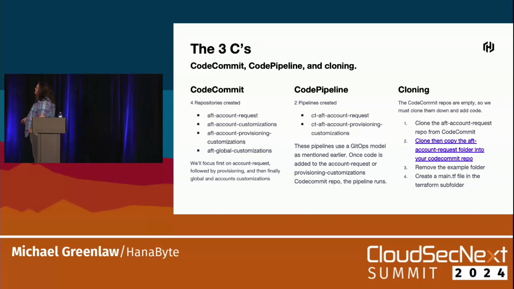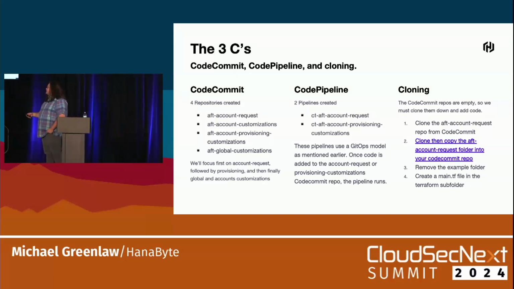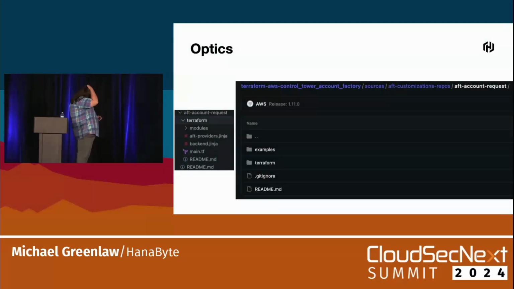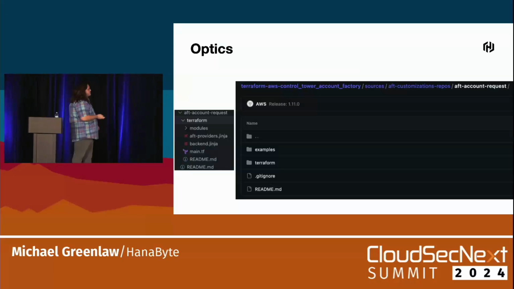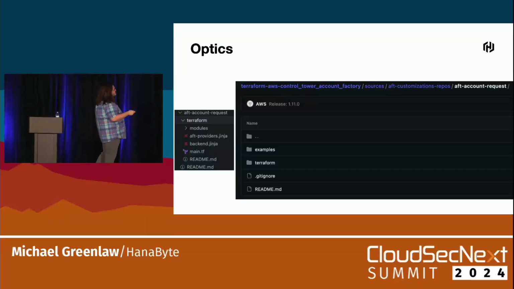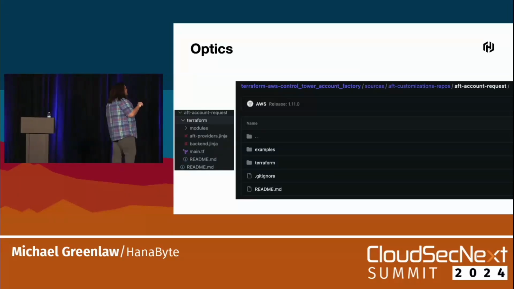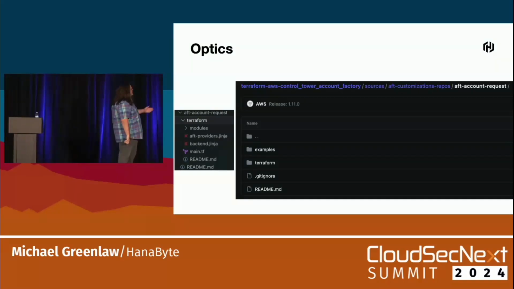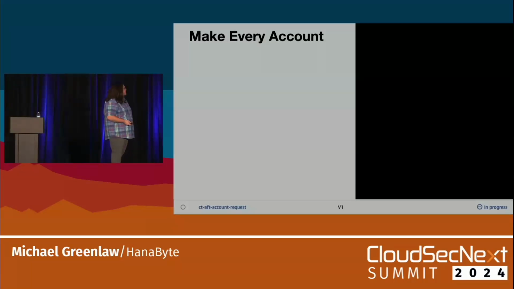And then we have to copy and clone the code into a CodeCommit repo, right? And then we remove the example folder or any templated code that we might have in our public repositories. This is what it's going to look like. If you are going to follow this along later, this is how my VS Code terminal or IDE looked. So I pulled the account request stuff down. I now have a small folder with modules and our main Terraform file.